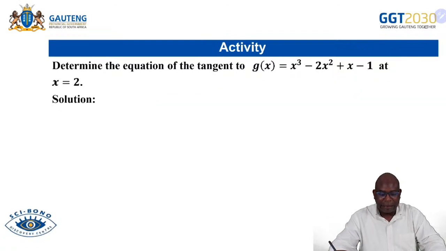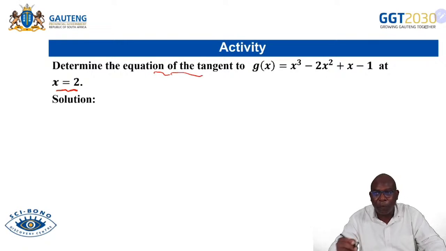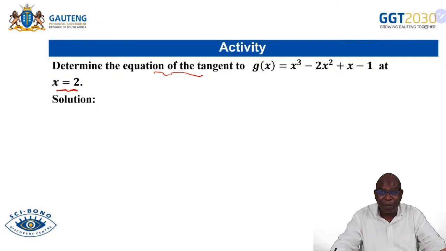All right. Now here's the one where the point is not given. But I've got the x value here. You see? Determine the equation of the tangent to this graph. It's a cubic graph. I need to find what will be the equation of the tangent at a certain point? So now, what should I do here?